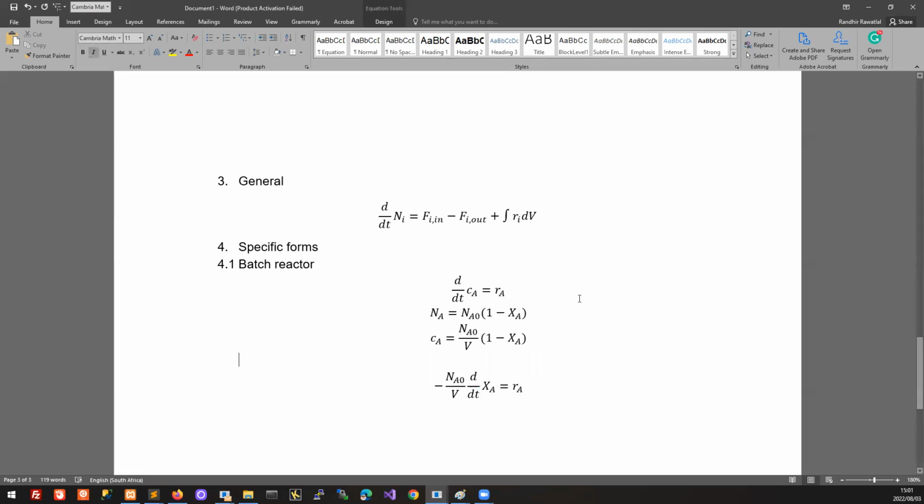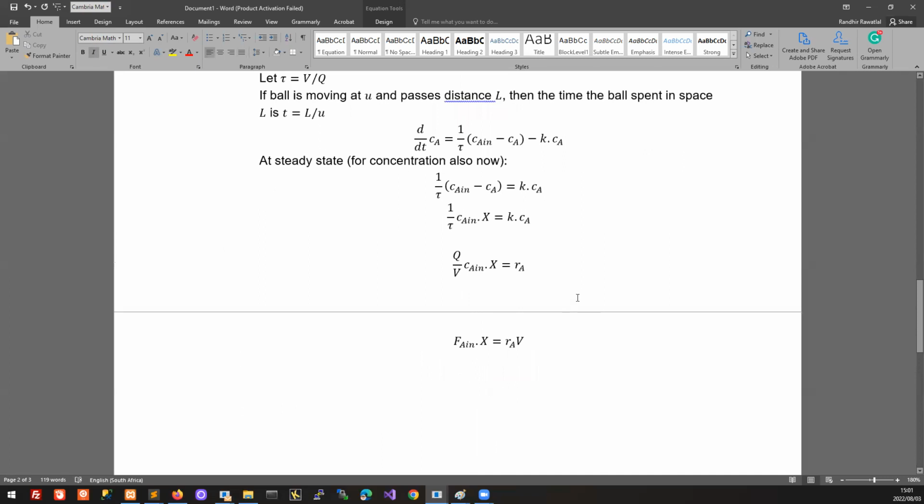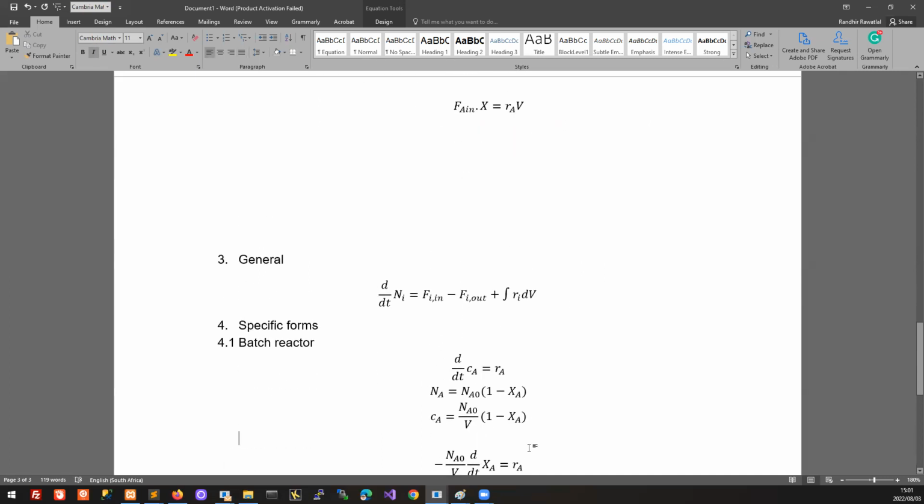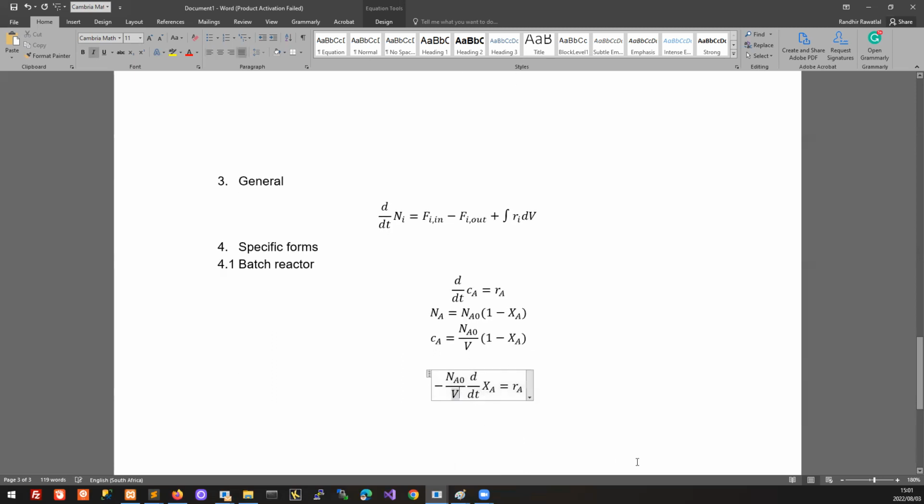Okay, so that's the batch reactor. And if we compare here, let's see, I'm just trying to get them on the same page. So let's multiply this V out here. So this Na naught, and Na naught times V here. So that's the batch reactor.